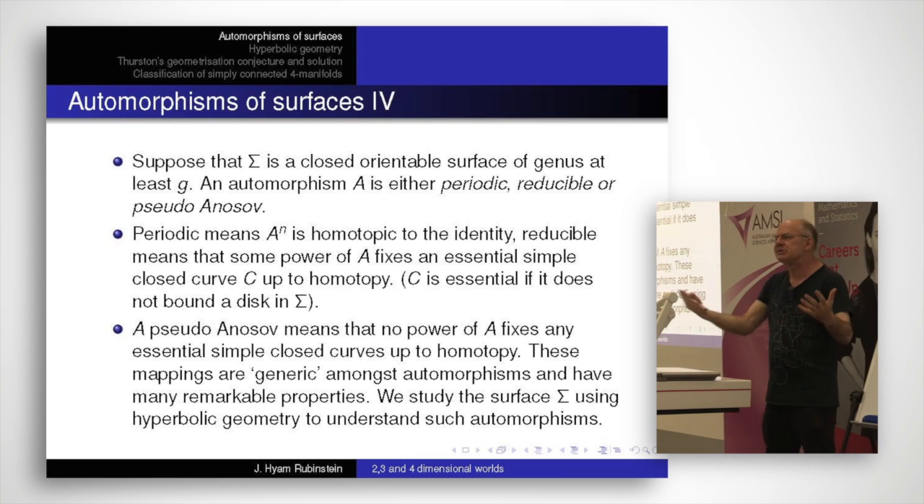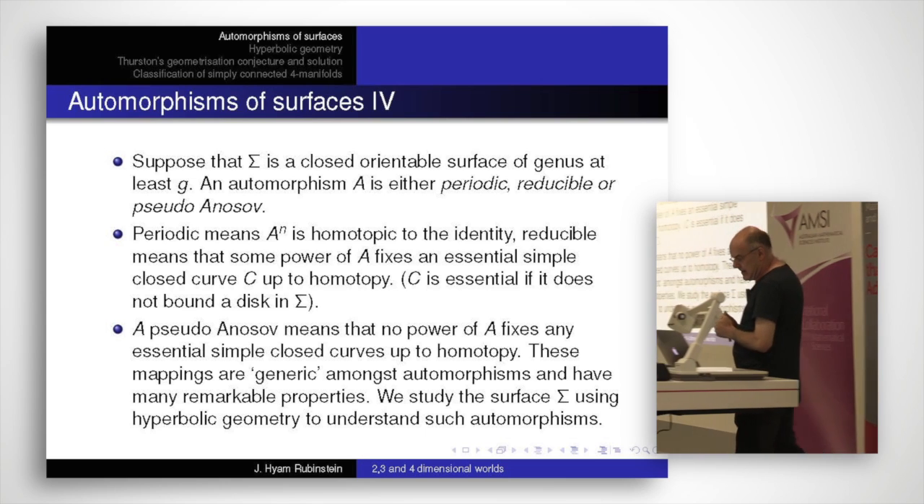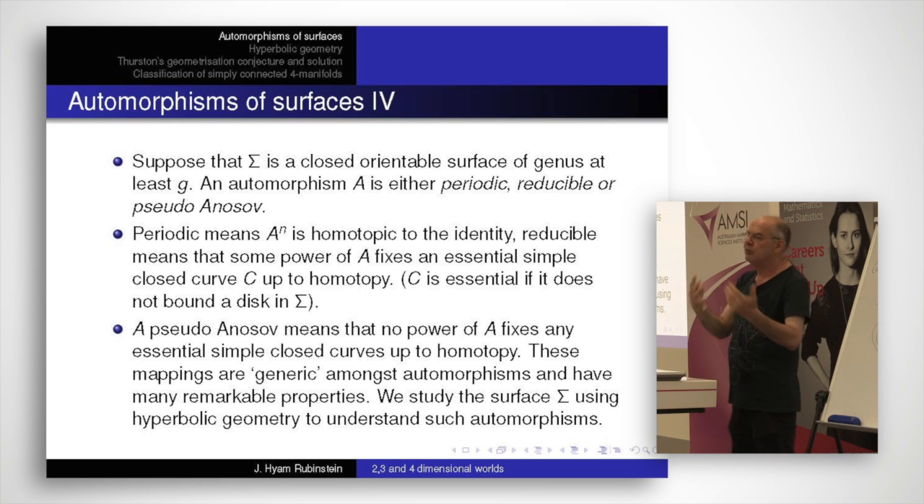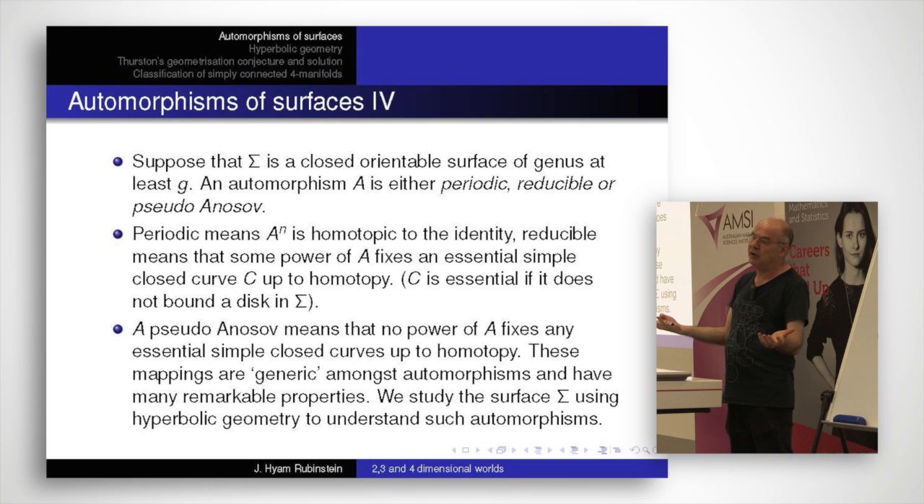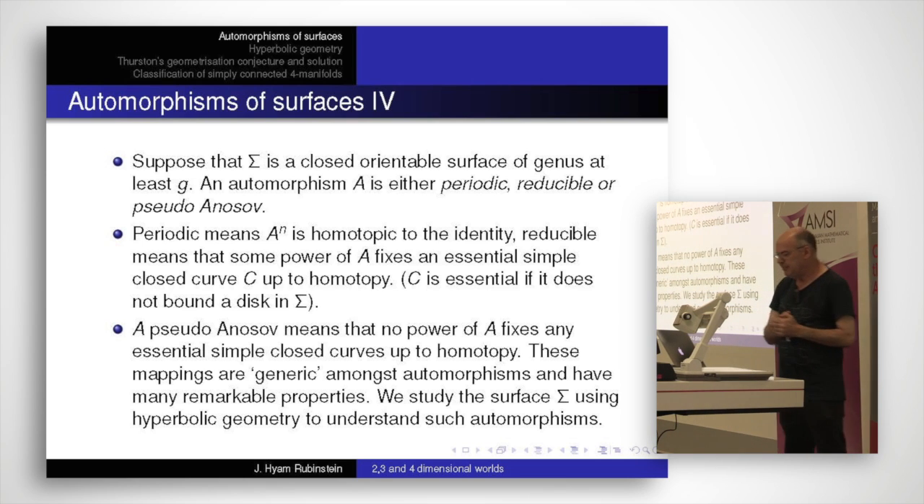So it's the same as having eigenvalue plus or minus 1 in the torus case. Sort of the analogous thing. And pseudo-Anosov means it's neither reducible nor periodic, so no power fixes any curve. So it's moving things around in a complicated way. Curves are all moving. Nothing gets fixed, no power fixes anything.